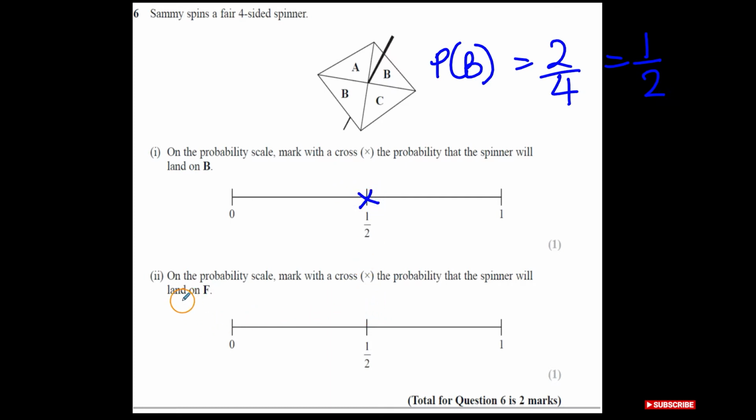For part II, we're told on the probability scale, mark with a cross X the probability that the spinner will land on F. Well, I can't see F there, so my chance of getting an F is 0, and that's where I'm going to mark.